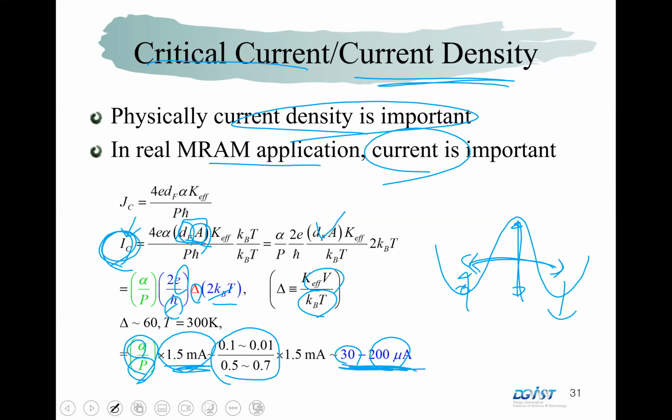Even though we can shrink down the cell size, it looks like we keep the critical current density, because it does not depend on the area or the size of the cell. But once you shrink down the dimension of the cell, we need to keep this delta value for data stability. That means we need a higher anisotropy energy, and if we have a high anisotropy energy, we have to increase J_C.